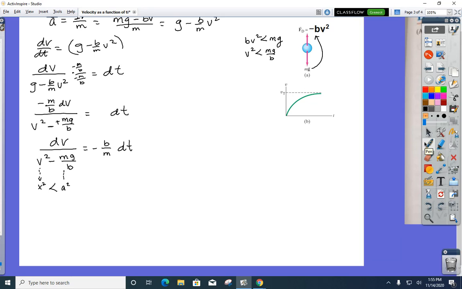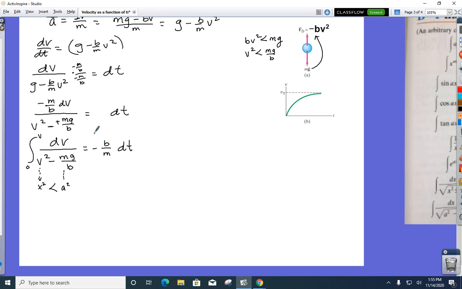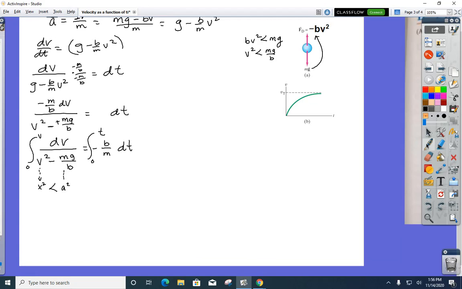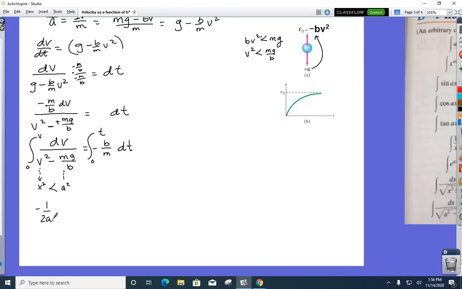So let's go ahead and do this integration now from 0 to v and do this integration from 0 to t. Okay, so here we have negative 1 over 2a times the natural log of a plus x all over a minus x. And thankfully I have that from the integration table. I'm going to be evaluating that from 0 to v. And on the right-hand side, I just have that negative b over m times t evaluated from 0 to t. So there we go. Let's go ahead and plug in a v for the x and then a 0 for the x and just clean this up a little bit.